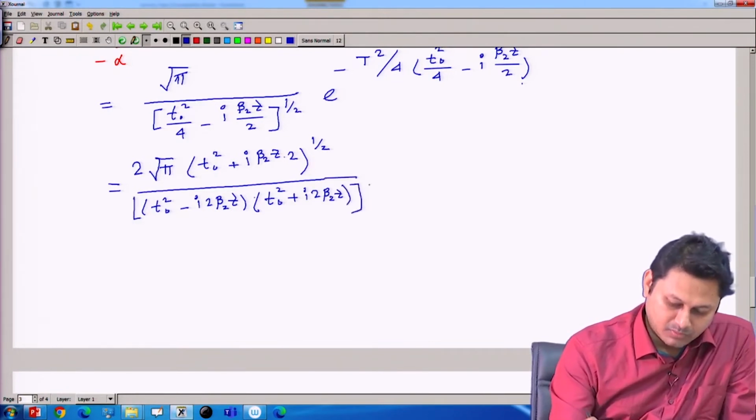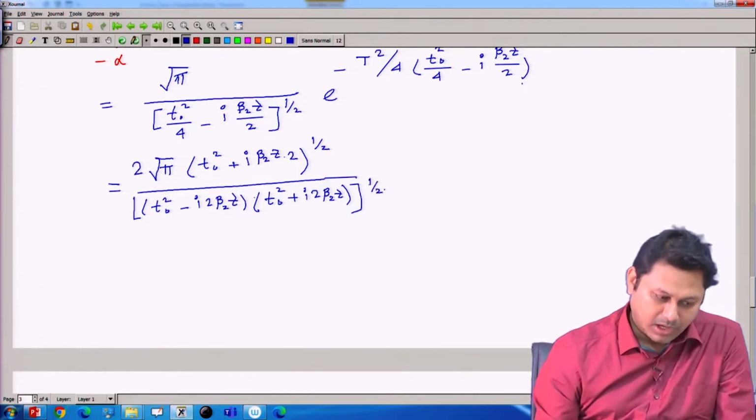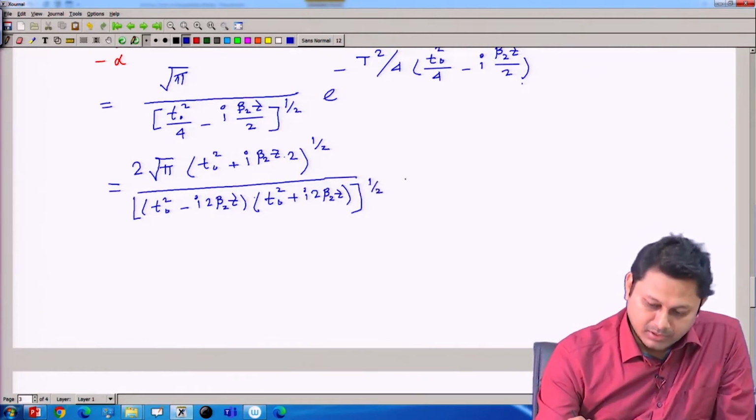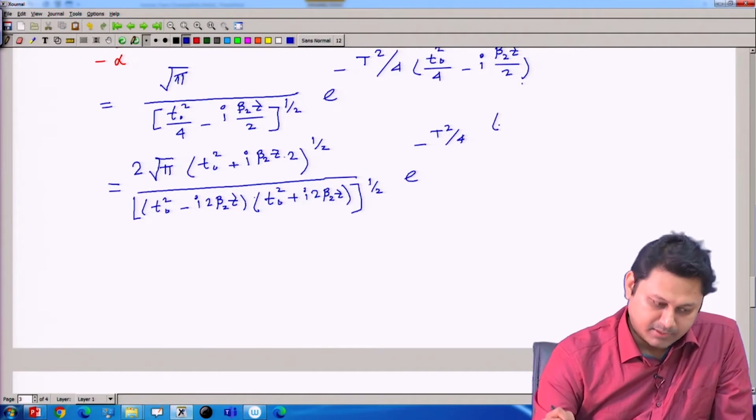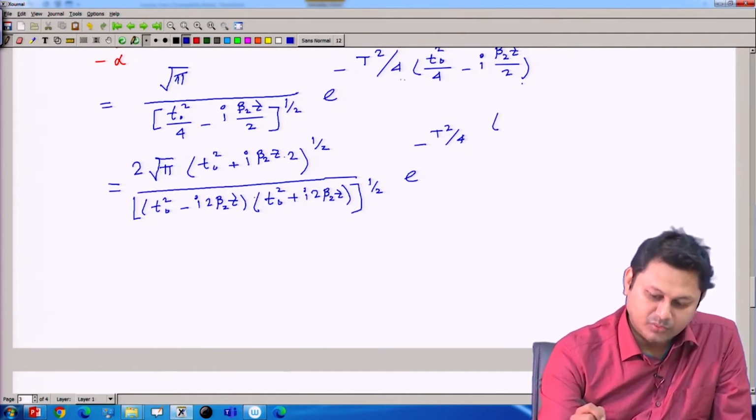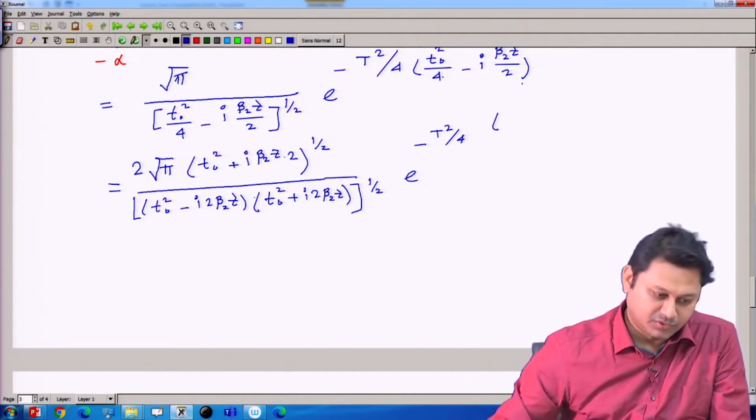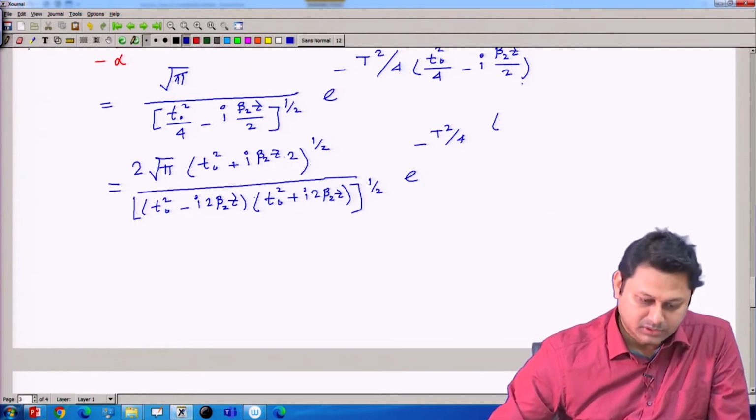These things will be over half. Over the exponential, I can have a similar thing. So, I can multiply this, so this 4 will be absorbed. So, I shouldn't write this 4 anymore. Let me write it once again.